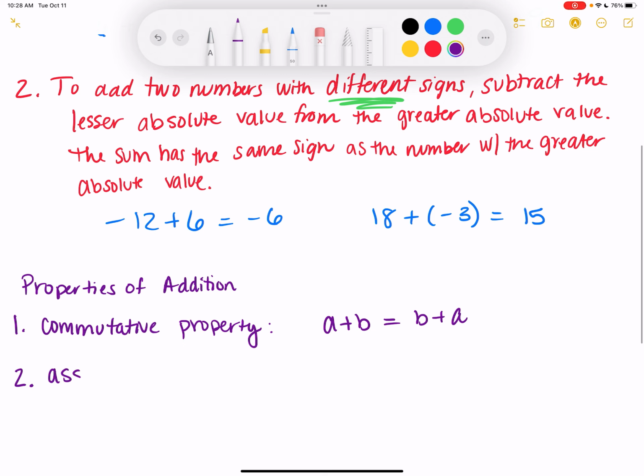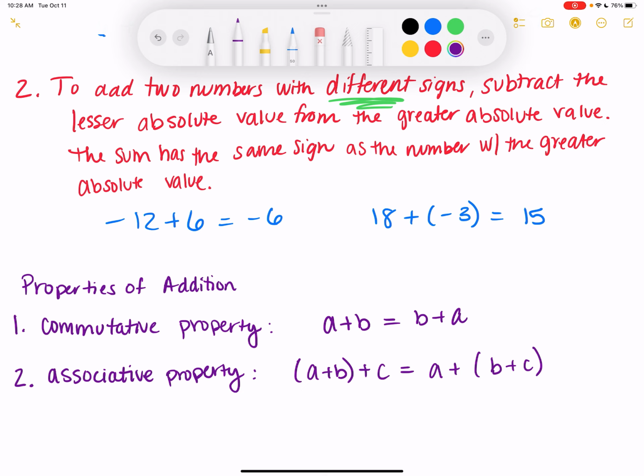Two, the associative property. This one says that in parentheses A plus B, close the parentheses, plus C is equal to A plus, in parentheses, B plus C. The only reason that this one is written like this is because of PEMDAS, we always do what's in the parentheses first. It's saying if you're adding everything, it doesn't matter which two things you add first. It is always going to end up being the same answer for addition.